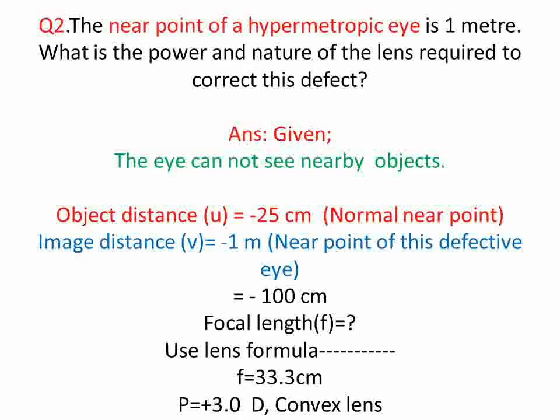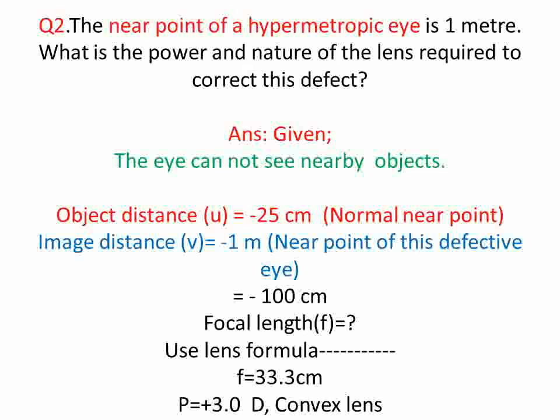Another question, for a hypermetropic eye. For the hypermetropic eye, the near point is 1 meter. In a healthy eye without defect, it is at 25 cm. Therefore, the object is placed at 25 cm, so u is equal to minus 25, but the required image is at 1 meter, so v is equal to minus 1 meter.